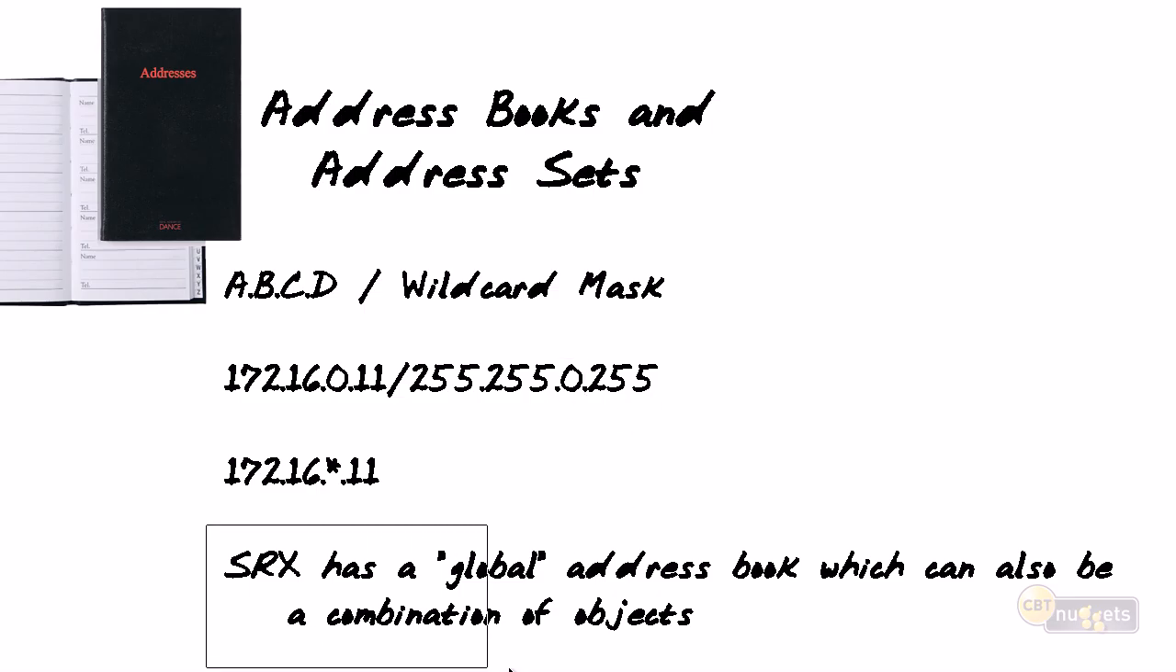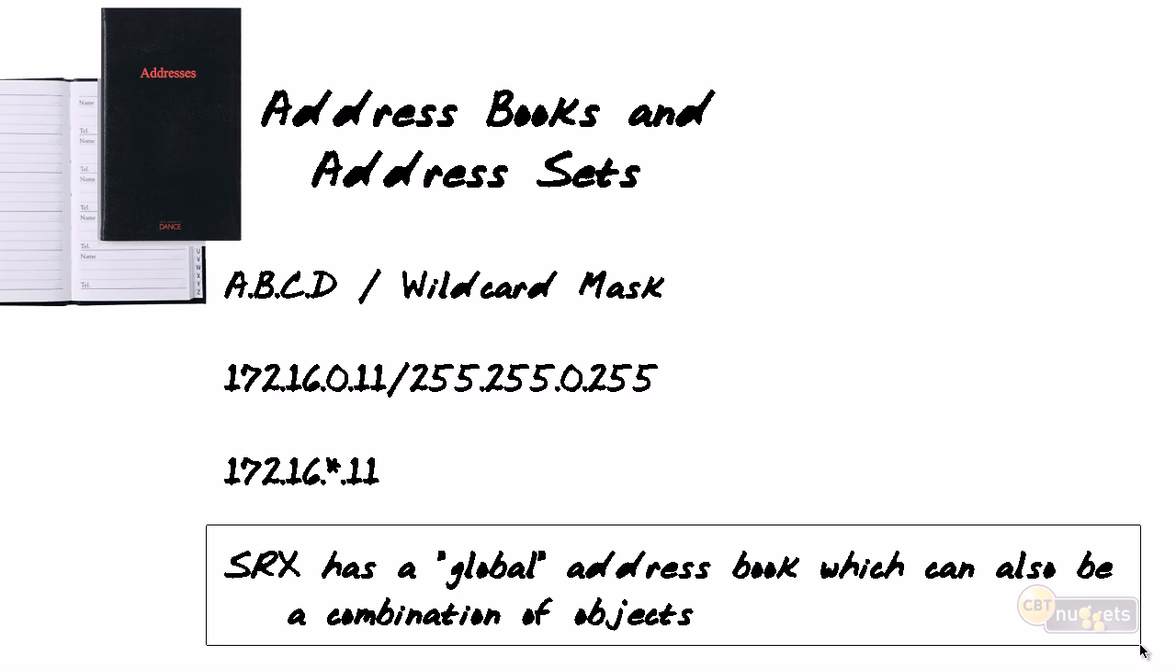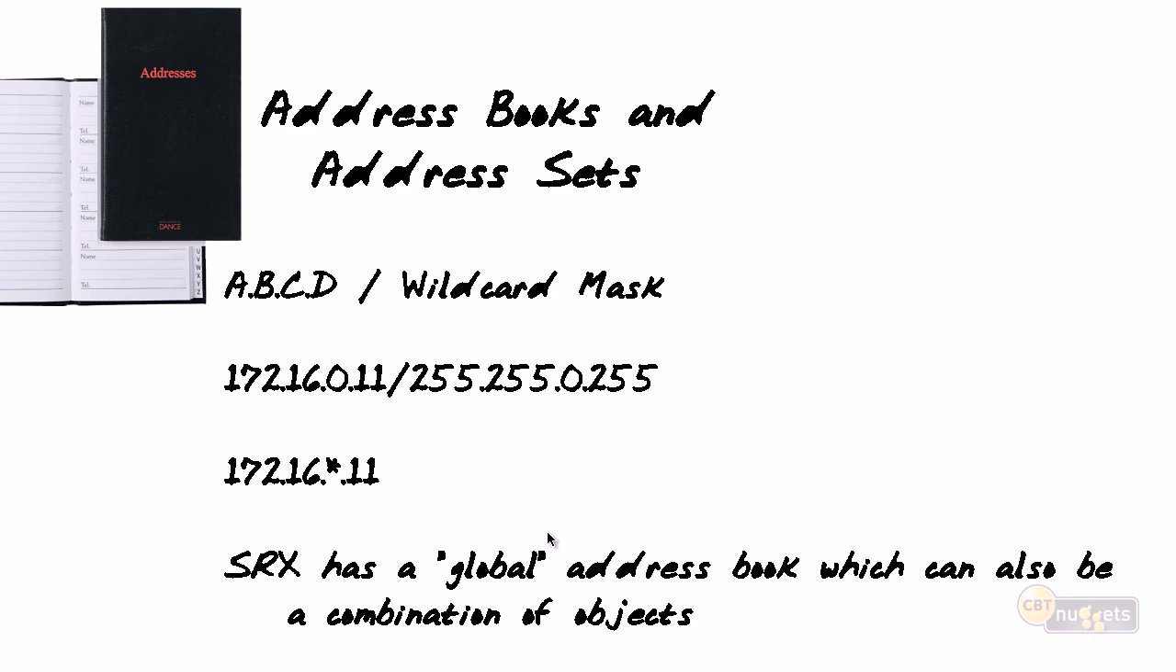The SRX also has a global address book, and it can also be a combination of things like IPv4, IPv6, wildcards, DNS names, and you can create addresses in this global address book, or you could use predefined addresses, any-ipv4 and any-ipv6. And the global address book is available to all security zones that have no address books attached to them. So what does that tell us? Well, we attach address books to security zones.